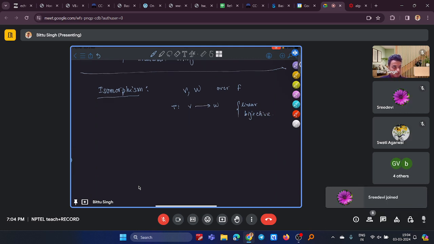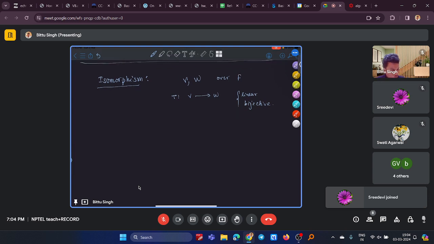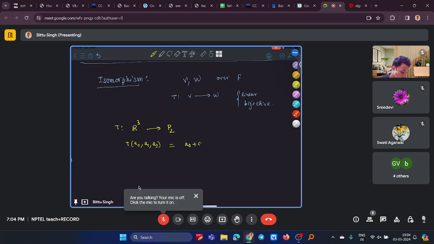Okay. So what are the examples? If you consider R3 to the space of polynomials, where every element has degree less than or equal to 2. Suppose this map is defined by T of (a0, a1, a2), which is the same as a0 plus a1x plus a2x squared.